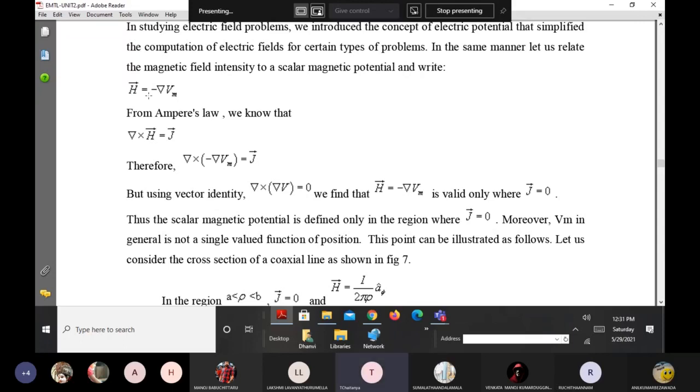So what is the relation between E and V? E is the electric field intensity and V is the electric potential. Electric field intensity is a vector element, and electric potential is a scalar element. Between these two, we have made a relation E equal to minus del V. E equal to minus del V, right? Have you heard this equation?